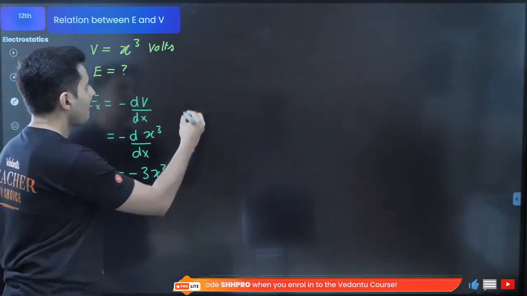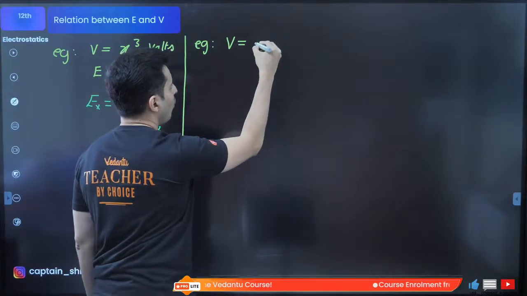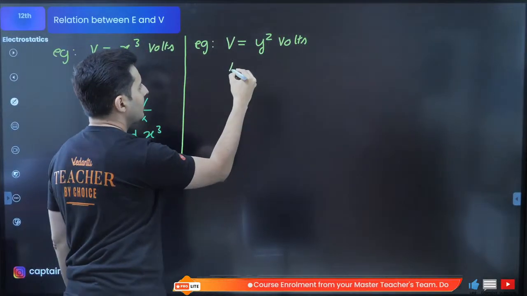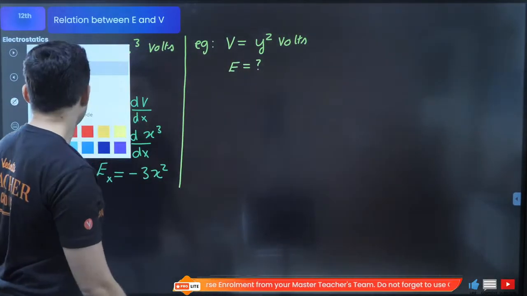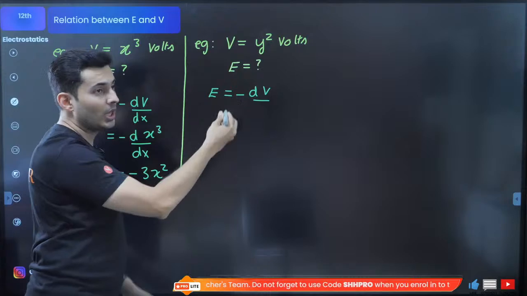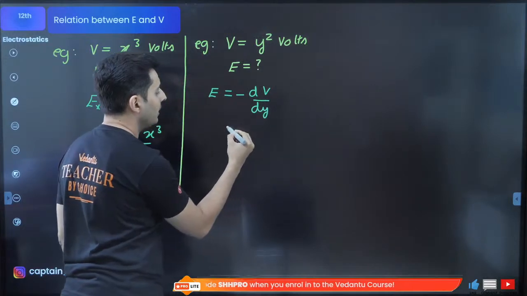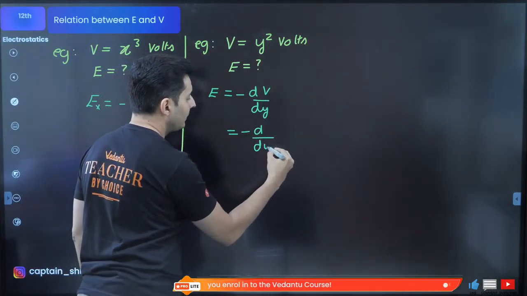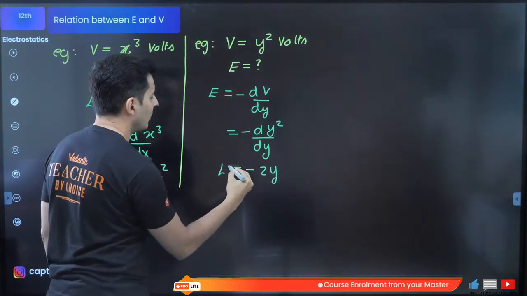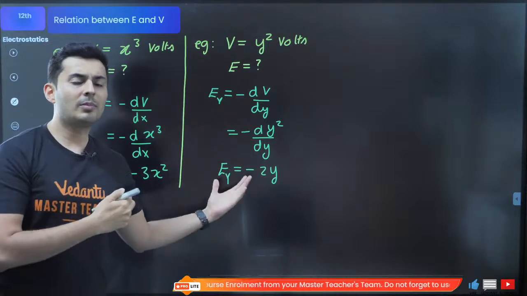Let's take up another example. Let's say the voltage is given as y square volts, and then they again ask you what is the field because of this potential. Here is what I'm going to do. Field is negative potential gradient. Here, potential is a function of the y coordinate, so I should differentiate voltage with respect to y, of course. So minus d by dy, voltage is y square. The derivative of y square is 2y. So that's what is going to give me the field, but this field is not in any random direction, it's in the y-axis.